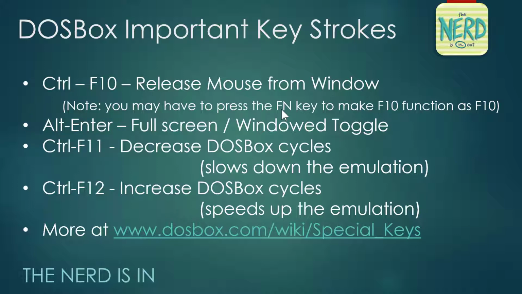But you know, sometimes I'd like to run it somewhere in between full screen and little teeny tiny original resolution. So we're going to look at that. Now, other issues you may run into is depending on how much CPU the game needs, you may need to use Control F11 or Control F12 to let the DOSBox emulator have more cycles to speed up emulation or to slow down emulation. Now there is a bunch more keys at the wiki, www.DosBox.com/wiki/special keys, and you can check all of that out there.